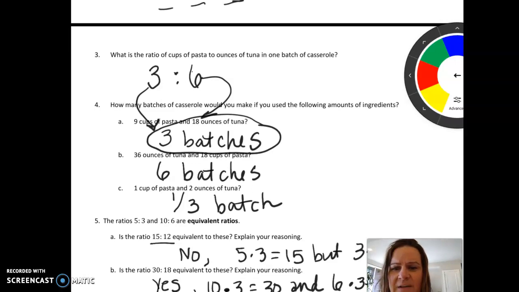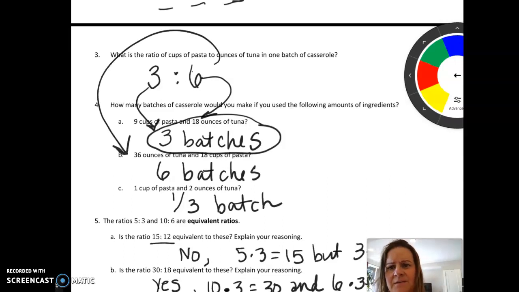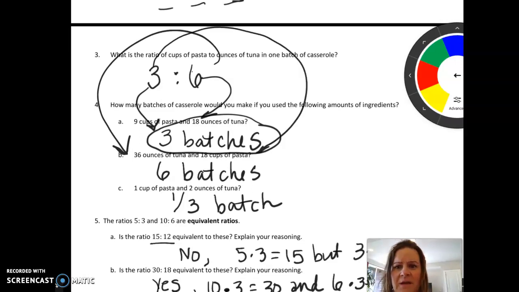If we have 36 ounces of tuna and 18 cups of pasta, notice which word goes with which number. So the 6 goes with the ounces of tuna, and 6 times 6 is 36, whereas the 3 goes with the cups of pasta, and we know that 3 times 6 is 18. So that would be 6 batches this time.